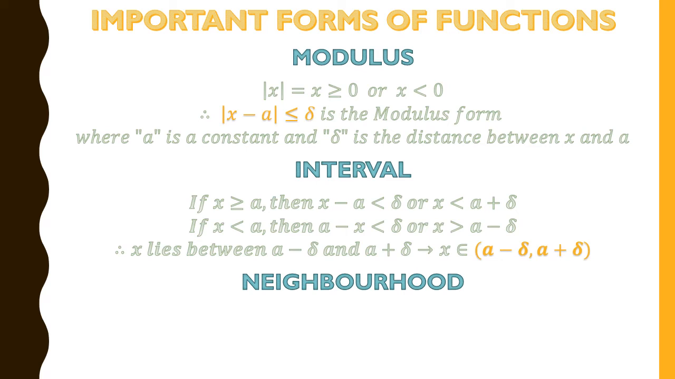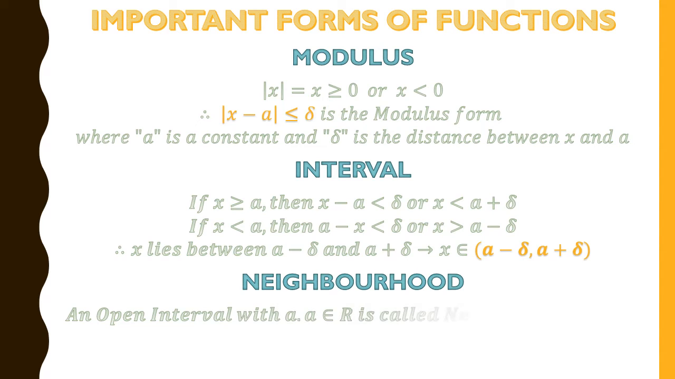So whenever we talk about limits and forms of functions, using a and delta, x lies between a minus delta and a plus delta. So these are the two intervals. I showed you that an interval was depicted by a and b. Right now we will just replace those a and b with a minus delta and a plus delta. Simple, right? Remember this.